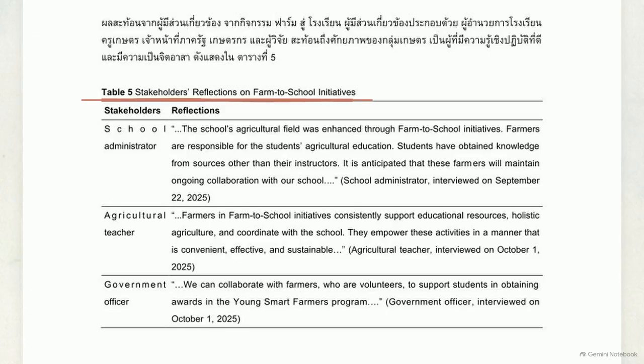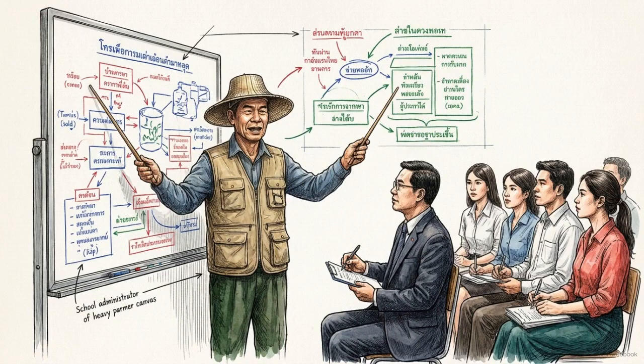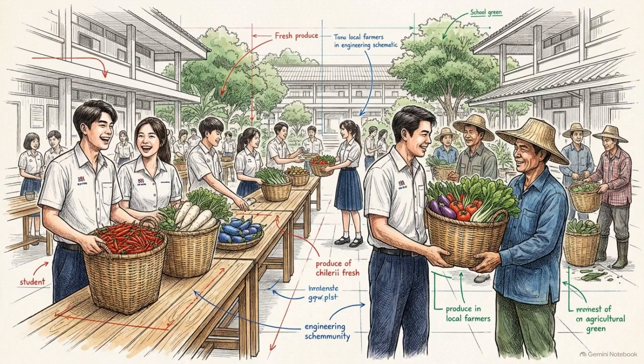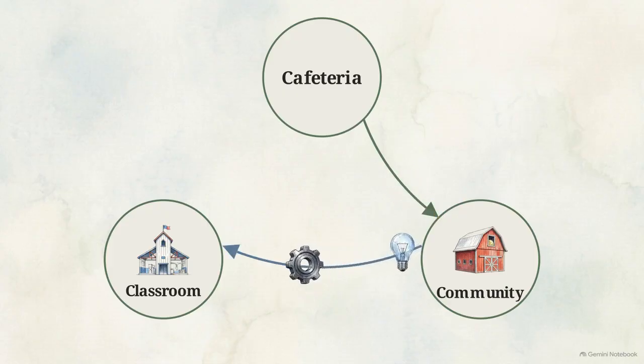Examining the stakeholder reflections in Table 5, we see a local farmer state, "I am voluntarily proud to teach students." Stepping into the role of an educator altered how the farmers viewed their own position in the community. Recognizing these individuals as critical pedagogical assets elevated their social status. It validated their life's work and fostered shared community pride. The entire participatory farm-to-school architecture operates as a single, resilient feedback loop. Economic resources flow outward from the cafeteria to the community. In return, technical expertise flows from the community into the classroom. Finally, the classroom produces skilled students who flow back into the community.